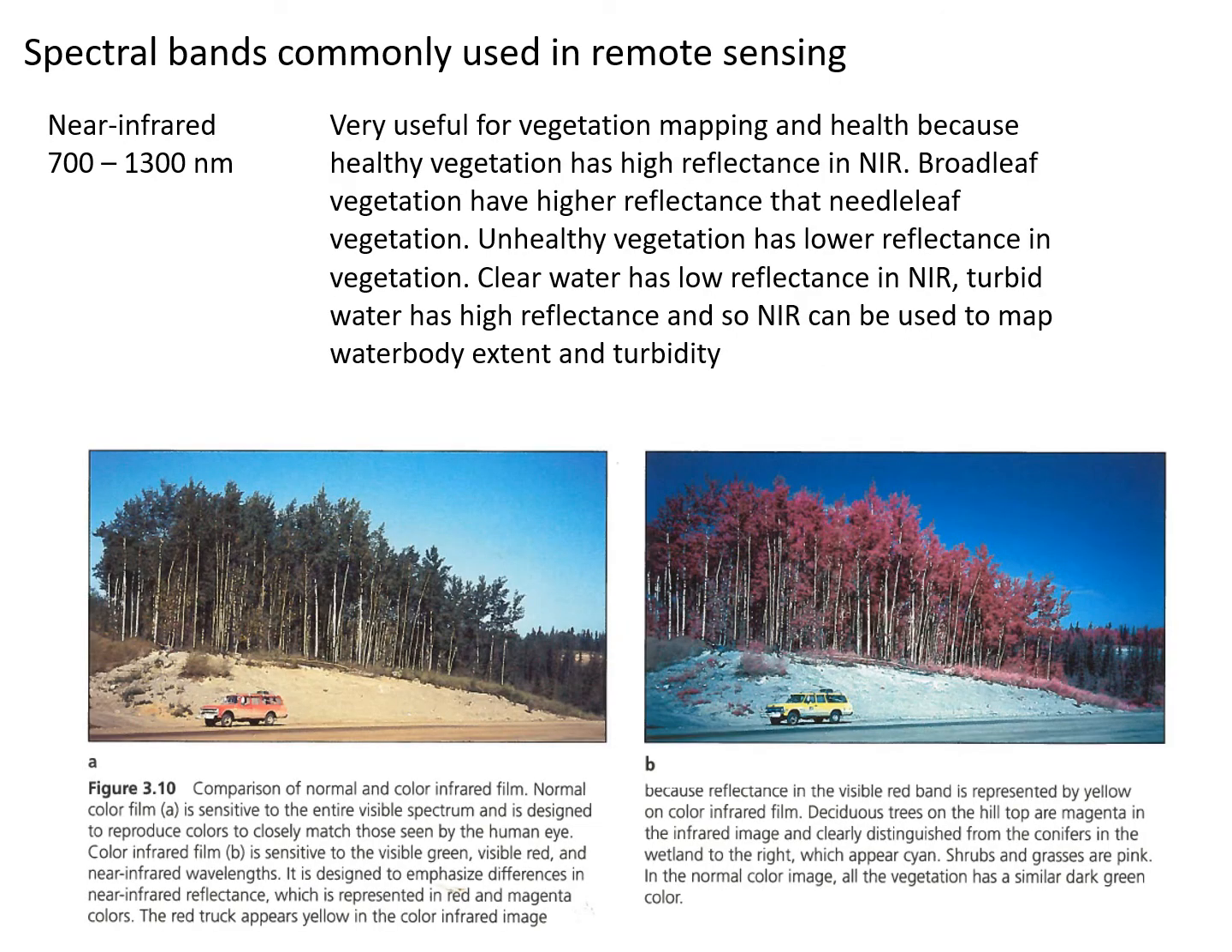So near infrared is very useful. It can be used in vegetation mapping and health because healthy vegetation has high reflectance in the near IR. Broadleaf vegetation has higher reflectance than needle-leaf vegetation. Unhealthy vegetation has lower reflectance. Clear water has low reflectance in the NIR, and turbid water has higher reflectance, and so NIR can be used to map water body extent and turbidity.